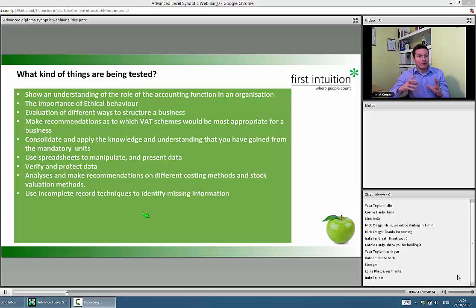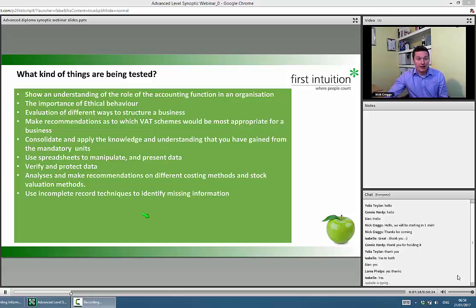Now, we're going to cover what kind of things are going to be tested, and go a bit more specific about how the exam's structured. Basically in the synoptic exam, we're going to cover the understanding of accountancy in an organisation. So it's going to be very scenario based. It's not just prepare an ETB from accounts preparation. If an ETB does come up, it is specific to a business, and there's lots of scenario information going on with the business.